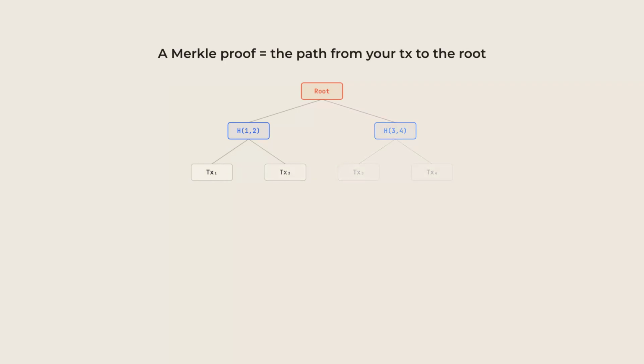To prove your transaction is in a block, you don't need the whole tree. You just need the sibling hashes at each level. Hash your way up. If you land on the same root that's in the block header, the proof checks out.